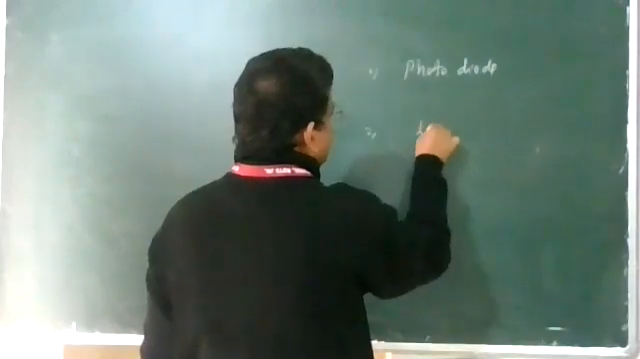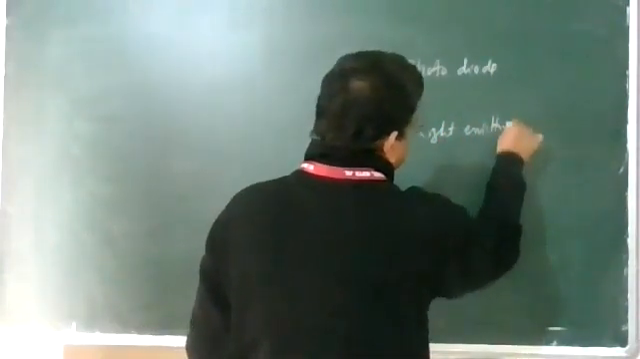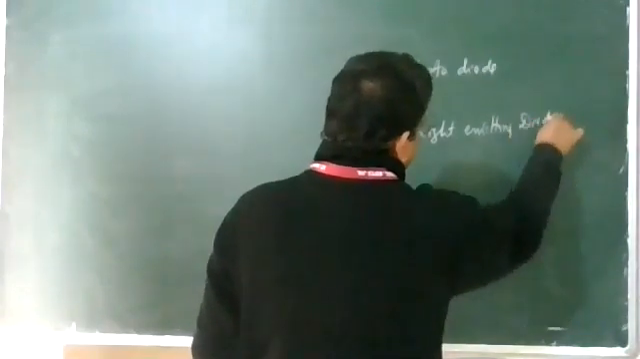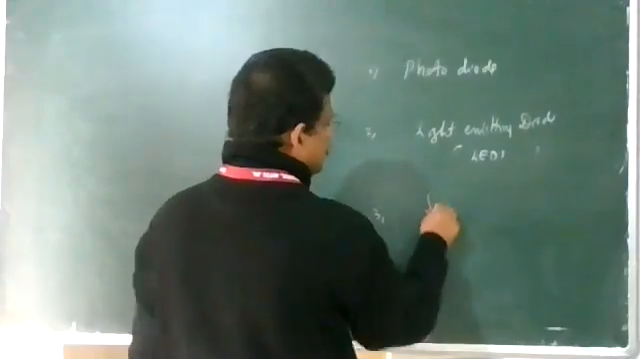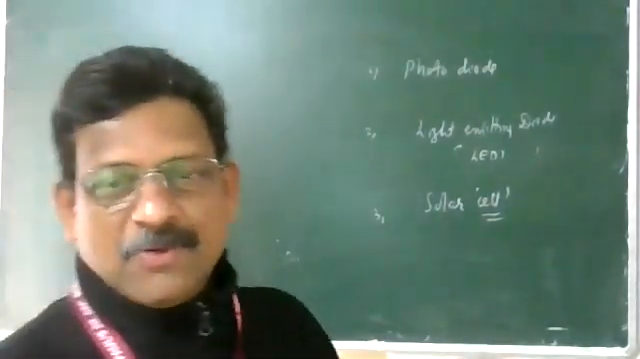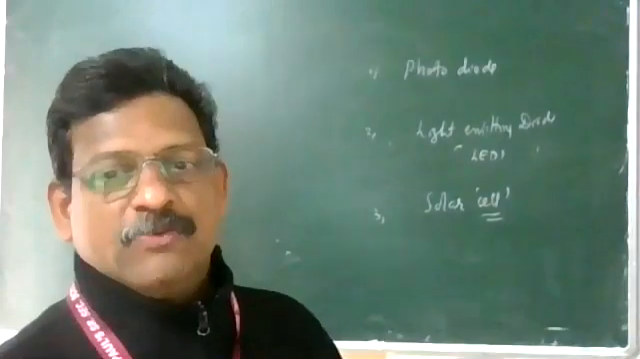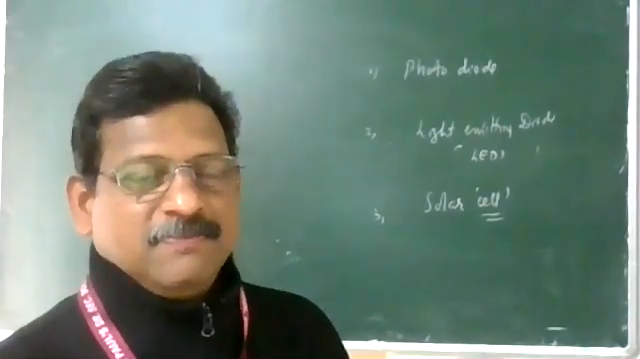Second one, light emitting diode. We call it LED. And third one, we call it solar cell. This is a semiconductor diode, but we call it a cell because we don't give any biasing voltage. Without bias, just like an ordinary electrical cell, a diode cell.